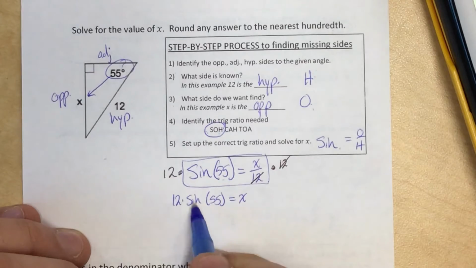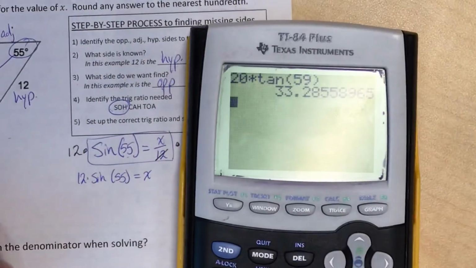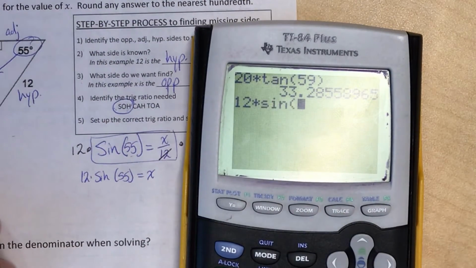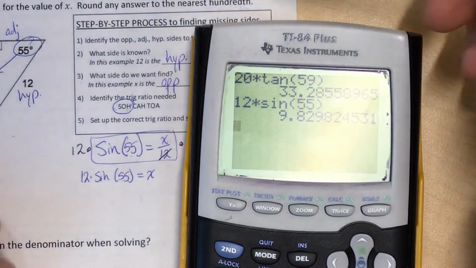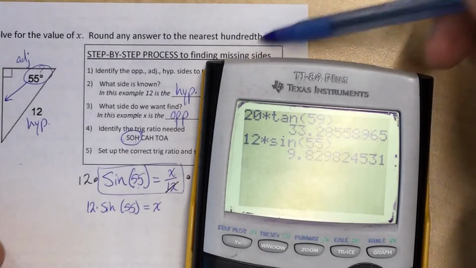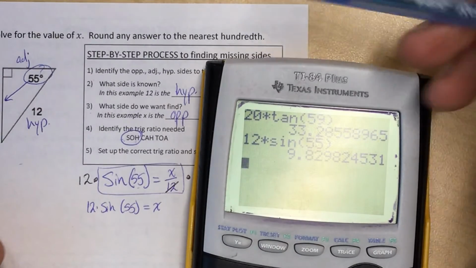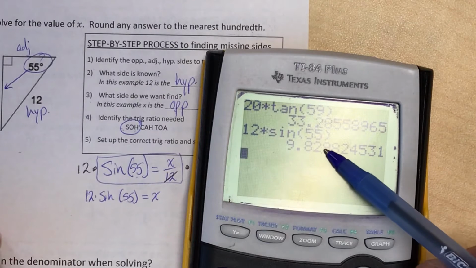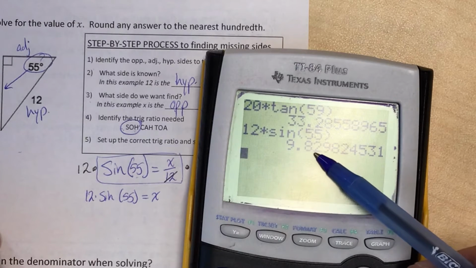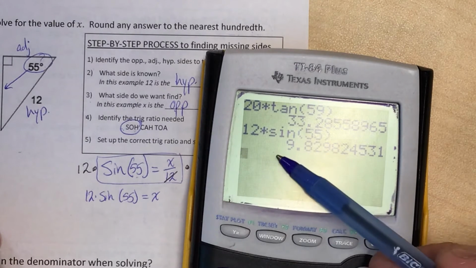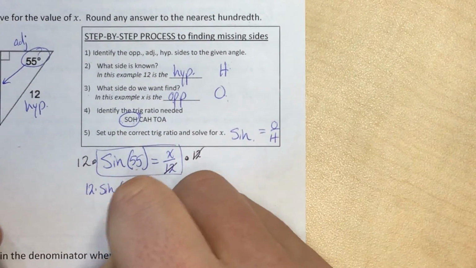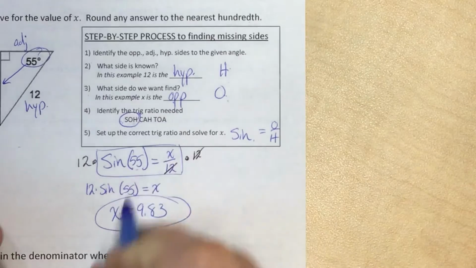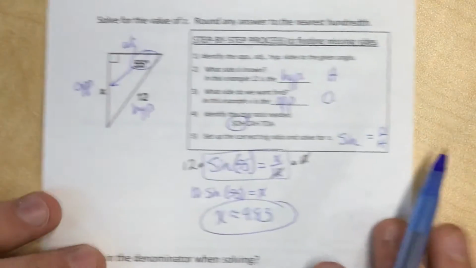And again, I'm going to put that in my calculator. 12 times the sine of 55. And that is equal to 9.829. Now, if you remember, we're rounding it to the nearest hundredth. So that's only 2 decimal places. So the third 9 is going to round the second decimal to a 3. So 9.83. X is approximately 9.83. Whatever the units are, that's your missing value of x.